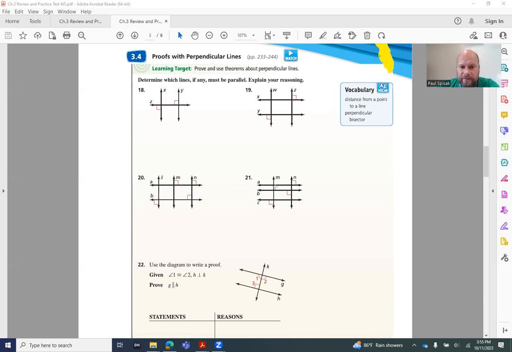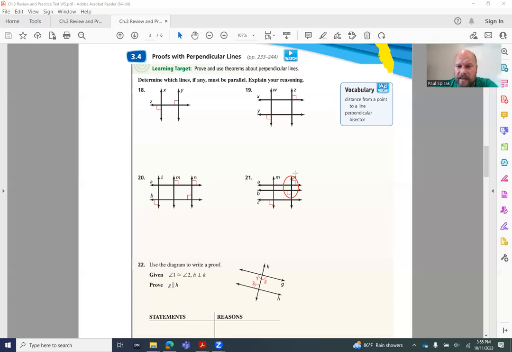On 21, here we can see that A and B are both perpendicular to the same line N, so they must be parallel to each other. Now, we only have one mark down here on C, and it's not on the same line as either of these other two lines. So we can't say for sure C is parallel. So we know A and B are parallel.